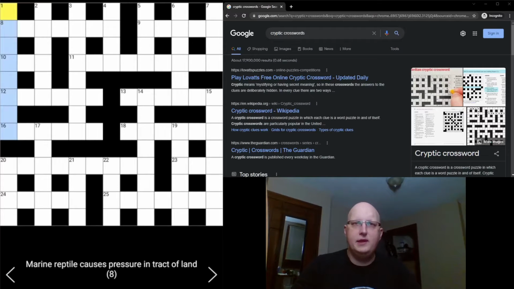If you're not familiar, cryptic crosswords are a style of crossword popular in the UK, where the clues themselves are little puzzles you have to solve, often with wordplay or strange cryptic definitions.